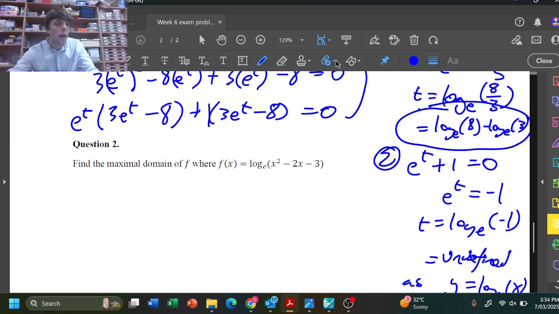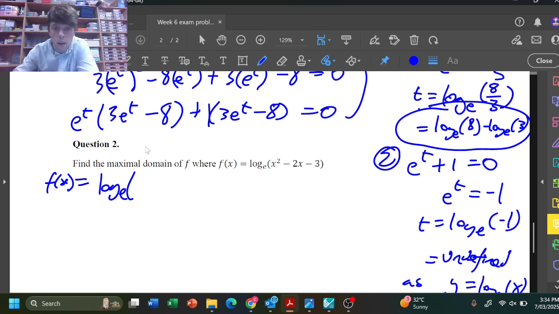Okay, finally, question 2. This question, you could do it on a graphing calculator, but what we're looking at here is what's the maximal domain of this function? Well, let's see if we can work it out algebraically without using a calculator. First thing I would do here is see if we can write this in factorized form. So we've got a quadratic. Generally, if you have a quadratic, you need to factorize it. Unfortunately, that's just the way it is.